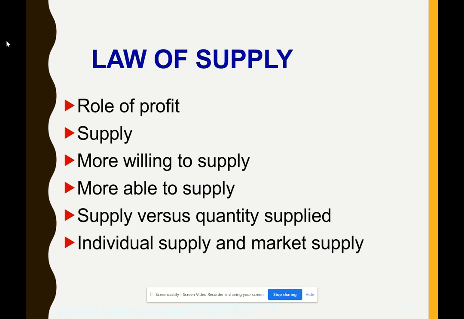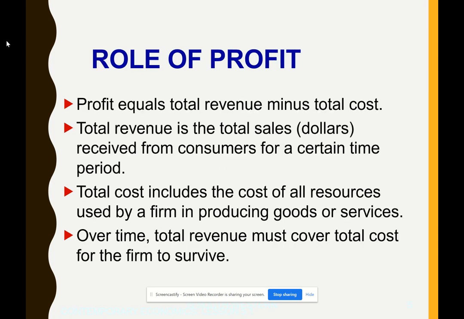Obviously supply is the quantities of a good that a shop or a business or a producer is willing and able to sell at various prices, right? How much pizza can I sell during this time period? At what price can I sell it? Supply indicates how much of a good producers are willing to supply and how much they are able to supply. There's a difference between supply and quantity supplied. And there's also a difference between individual supply and market supply.